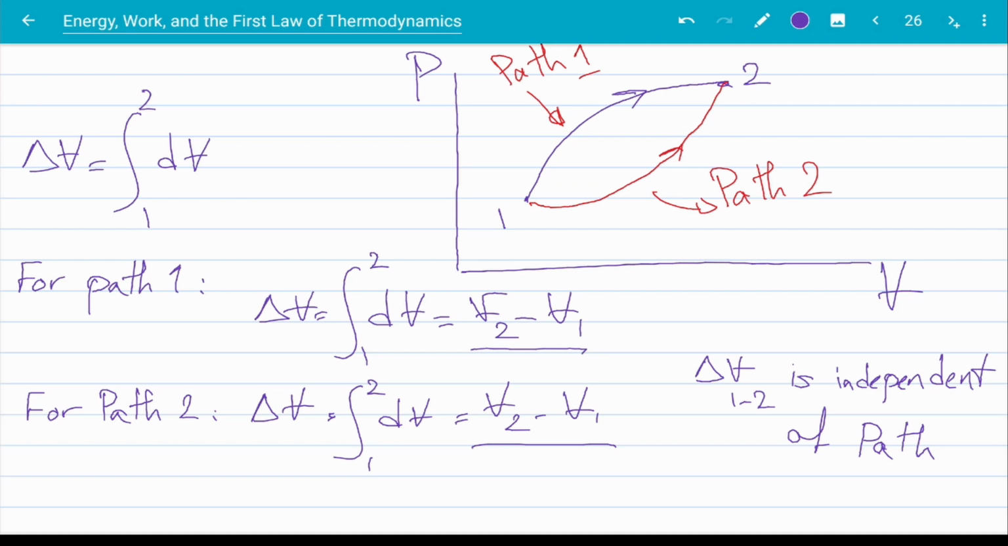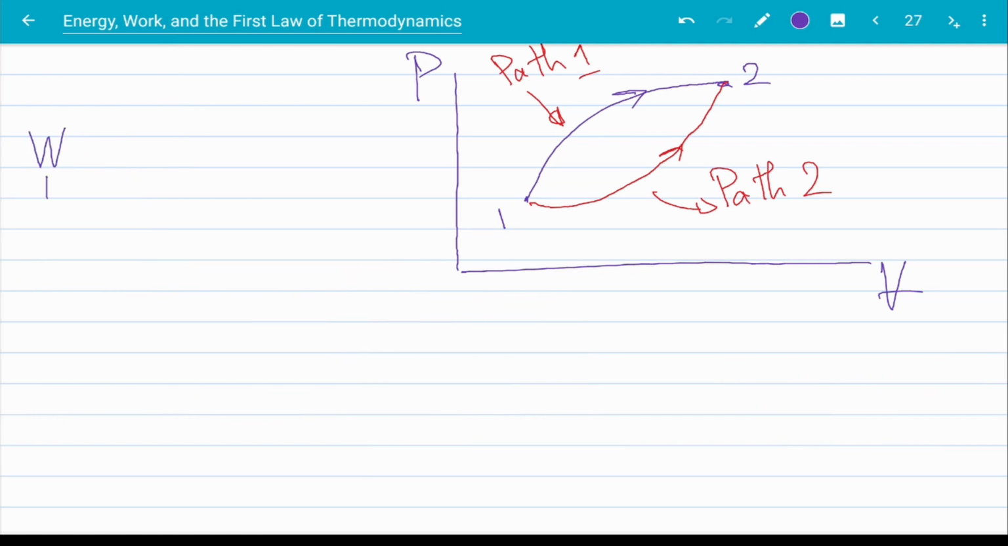We show the differential of point functions like volume with letter D. So whenever you see dV, it means that we are talking about the exact differential of volume. Now let's consider the work that our system does to go from state 1 to state 2. We know that work from 1 to 2 is the integral from the state 1 to state 2 of dW.